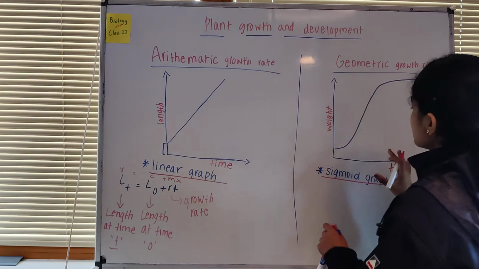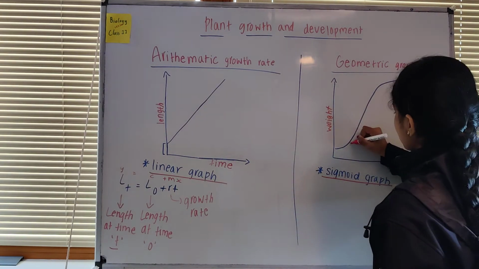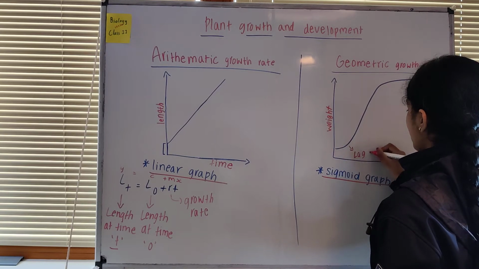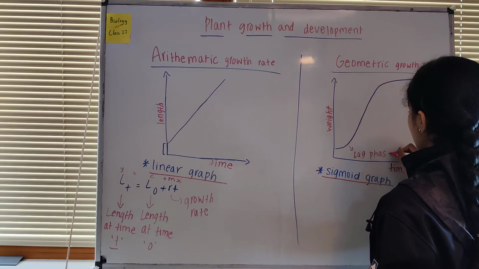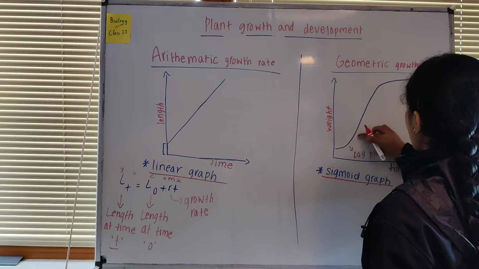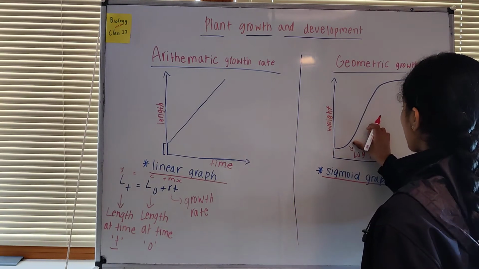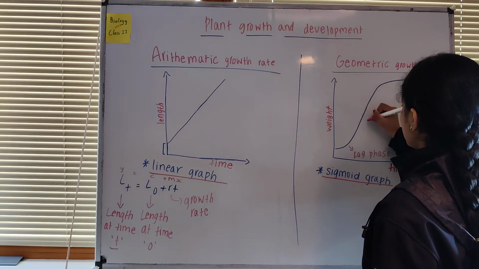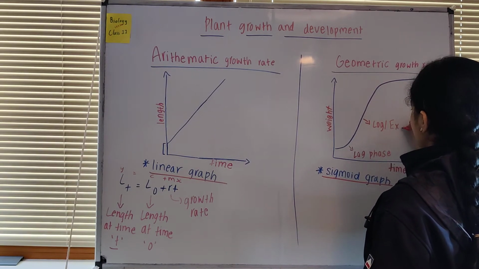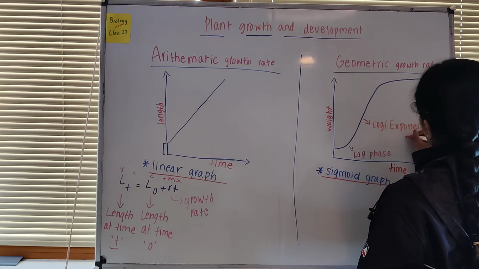Now there are some certain names which are given to the graph. We can label it as well. This particular part, this length, is known as lag phase. Lag phase is the slowest phase. This part of the graph where the growth rate is very high, so it's moving up, is known as log phase or the exponential phase.